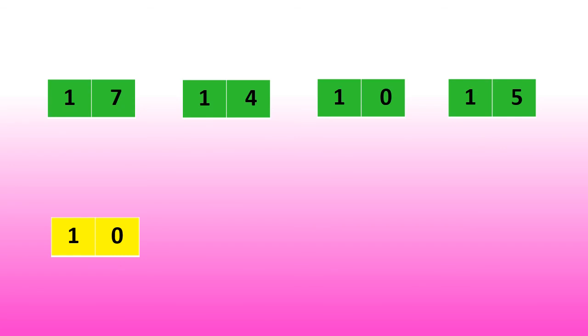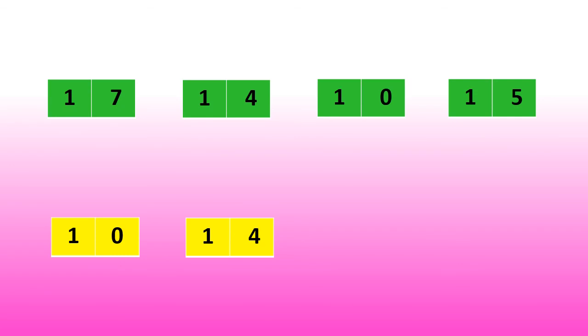Now, we are left with 3 numbers, 17, 14 and 15. So, which is the smallest number out of these 3? Correct again. The number 14 with 4 ones. So, it will come next.